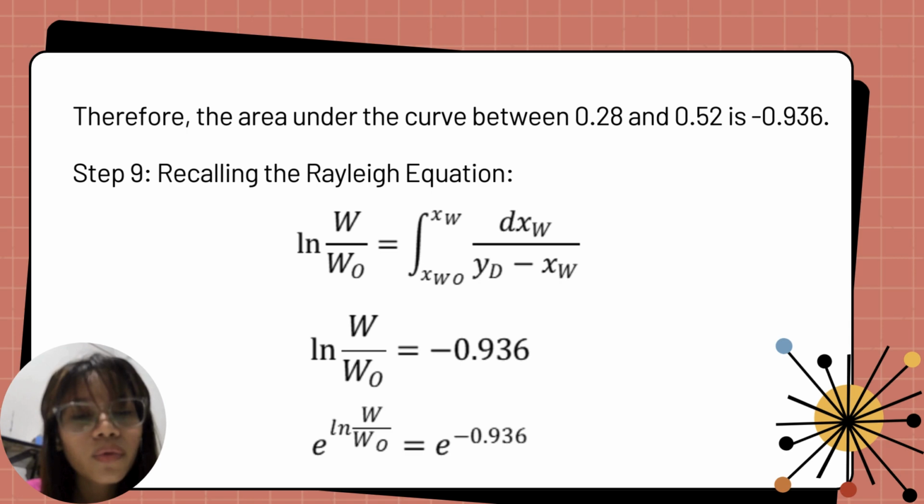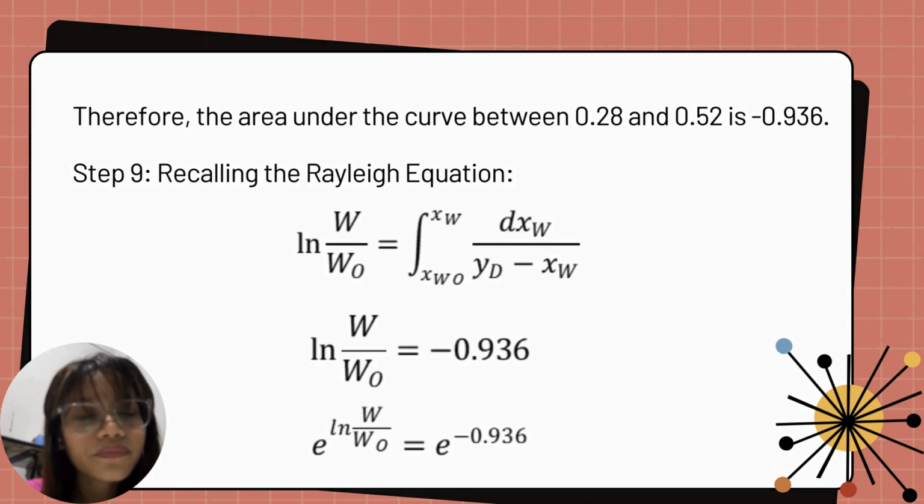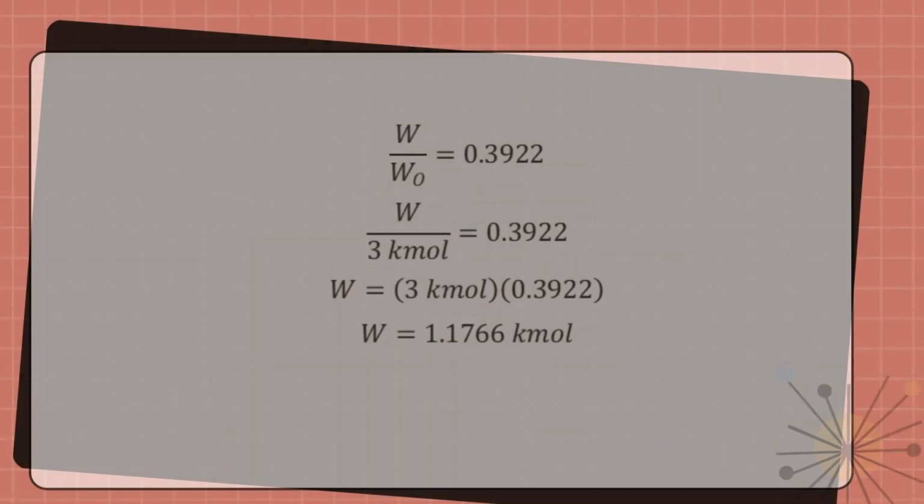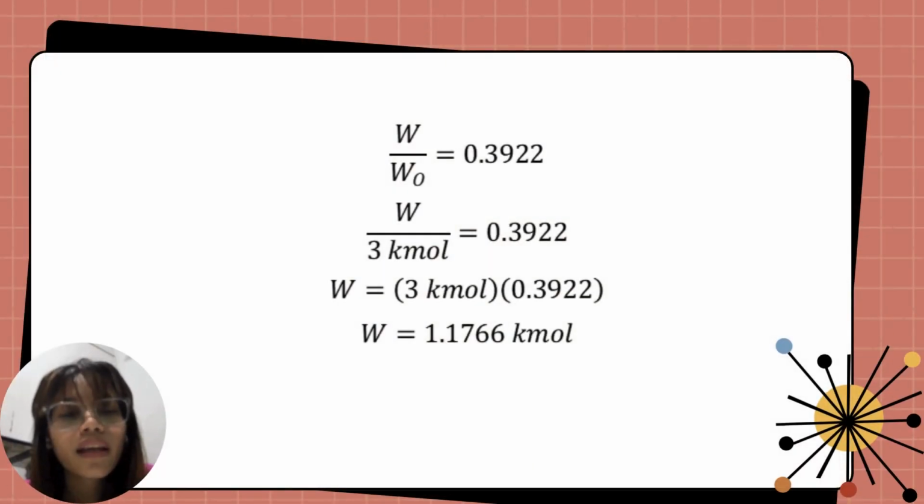Then recalling the Rayleigh equation, we already determined the integral part of the equation, so substituting that, then raising the whole equation to the Euler's identity to eliminate the natural logarithm. Then from the given, the feed is 3 kilomoles. So 3 kilomoles times 0.3922, we were able to get a final amount in the still pot of 1.1766 kilomole.